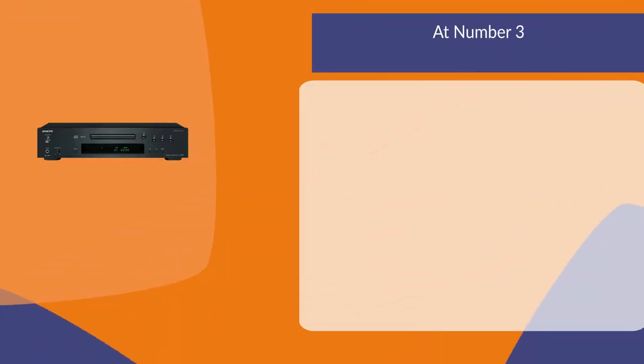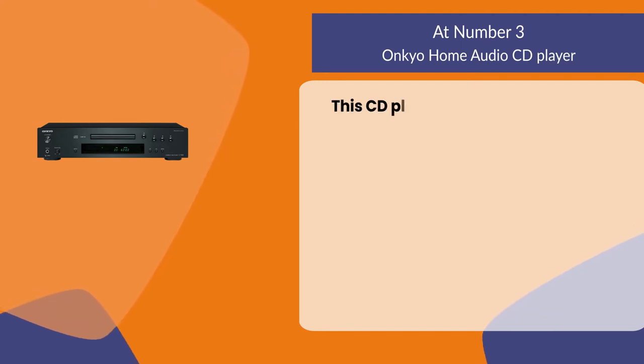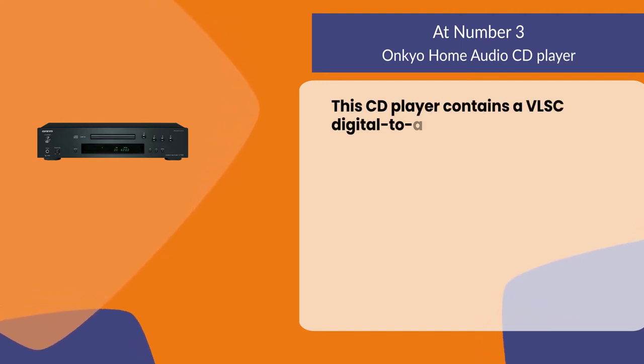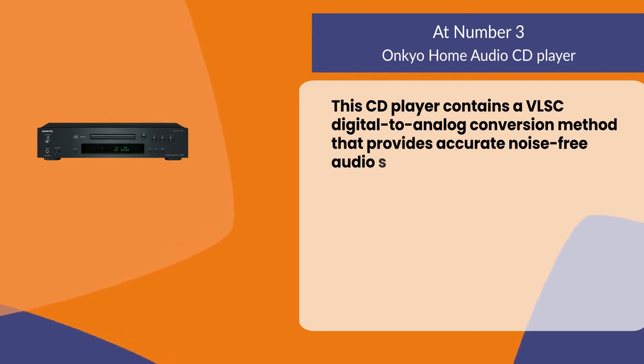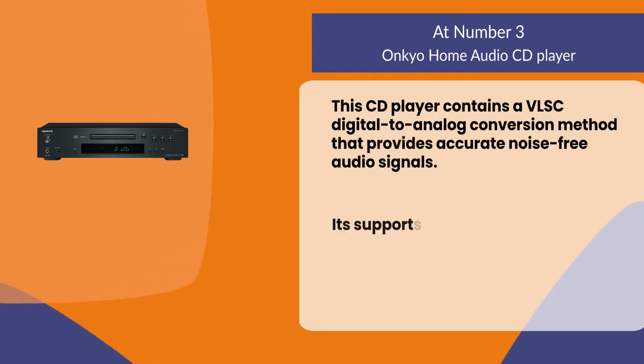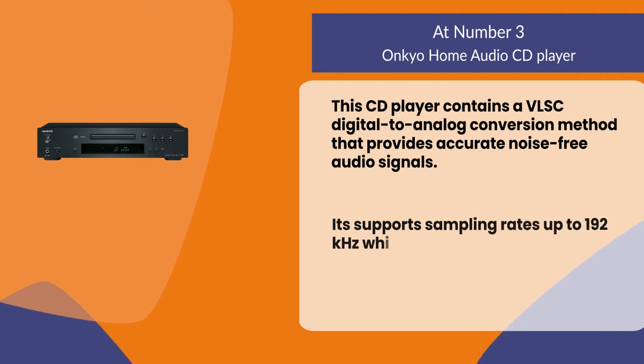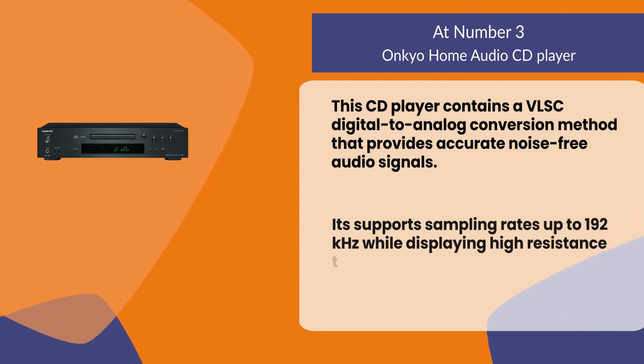At number 3, Onkyo Home Audio CD Player. This CD player contains a VLSC digital-to-analog conversion method that provides accurate noise-free audio signals. It supports sampling rates up to 192 kHz while displaying high resistance to clock jitters.